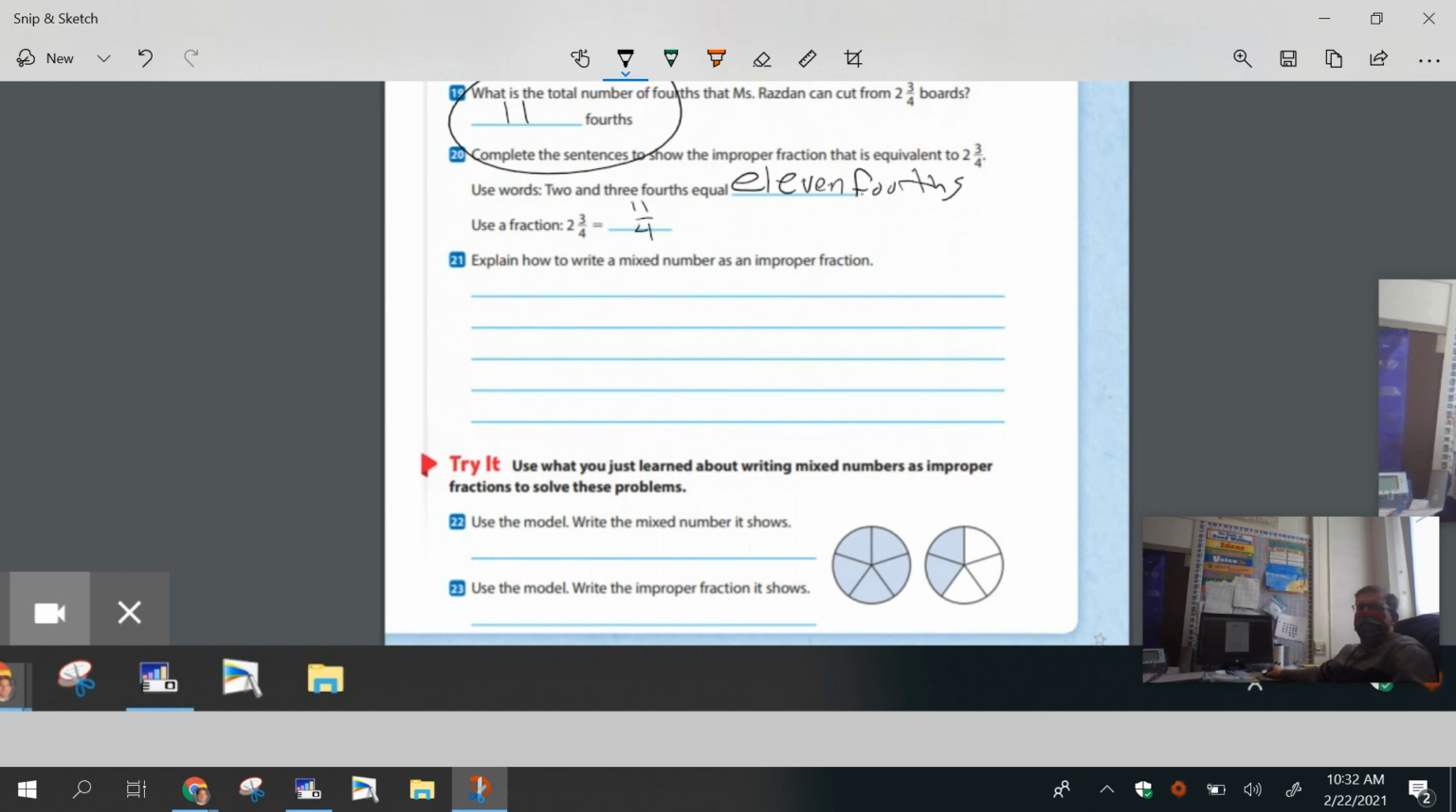Is Ava on today, this morning? No. Not? Okay. Chloe's here. Chloe, what did you write down as a mixed number? I wrote down 7, 10. Nope. Chloe, how many total circles are filled in? 7.